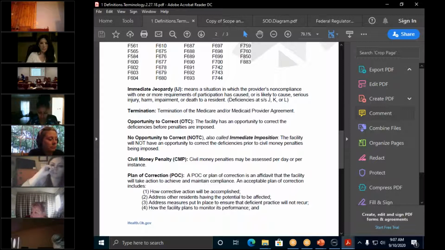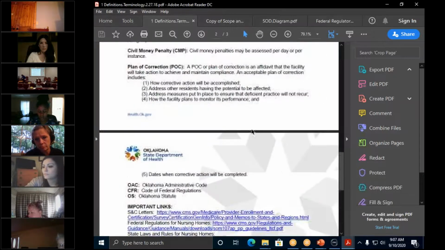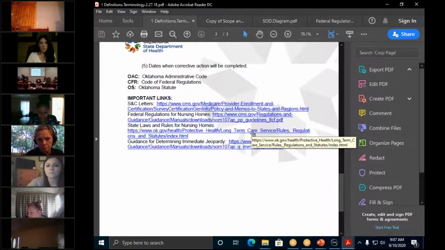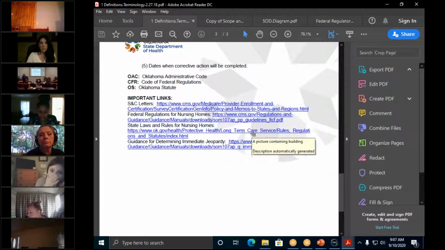And down to the next page. Like that. Dates of when the corrective action will be completed. So you're going to give an alleged correction date, basically, when you're saying the facility is going to be in compliance.